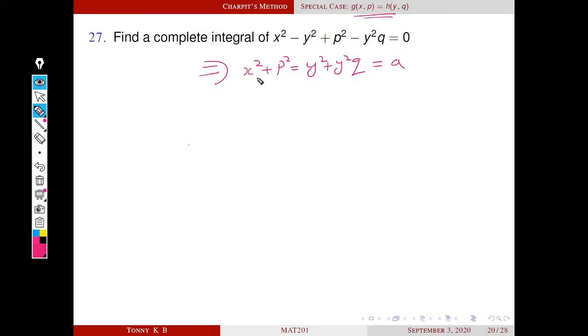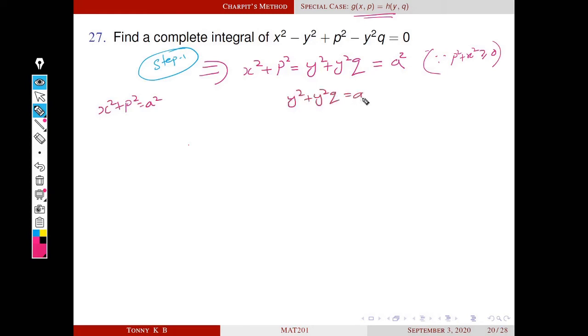But in this problem, the one term is x square plus p square. Both are non-negative, so the constant should be non-negative. So instead of a, we put a square. This is not compulsory, but if you choose the constant as a square, then you will get a nice representation of the solution. Now we have two equations. One is the first equation and the second one is the other. Next we have to find p from the first equation and q from the second equation.